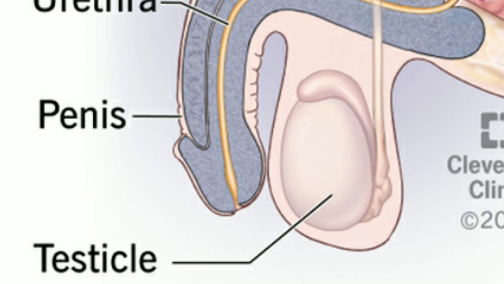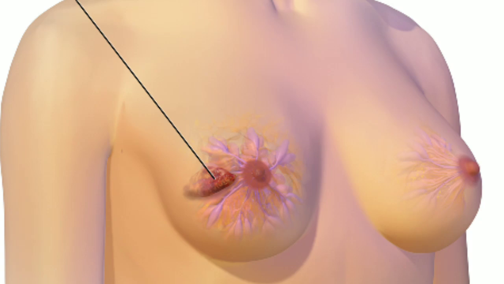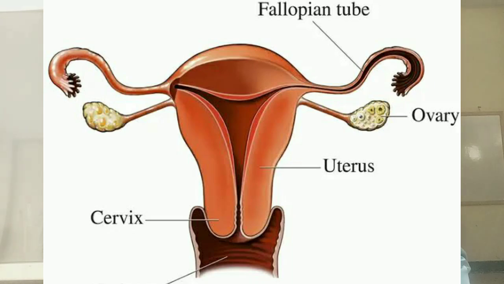Now let's see the main function of this hormone. The main function is that it prepares the uterus for pregnancy. It also prepares and enlarges the breast for milk production. It also regulates the menstrual cycle. This is a short introduction to the progesterone test.